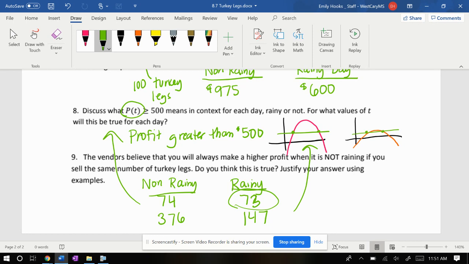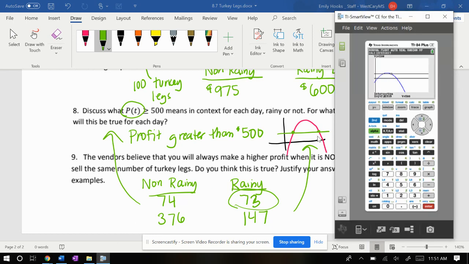So number 9 says you'll always make more profit on a non-rainy day. And that's not true. So let's take a look back at the graph. I'm going to turn my red one back on, and I don't need the 500 anymore because I'm not dealing with that question anymore. As you can see, the blue one, once I sell more than 20, from 20 to this intersection here, we can find that. So second trace 5, and then let's go to the intersection of where they're the same amount. Enter, enter, enter. So about 74 turkey legs.